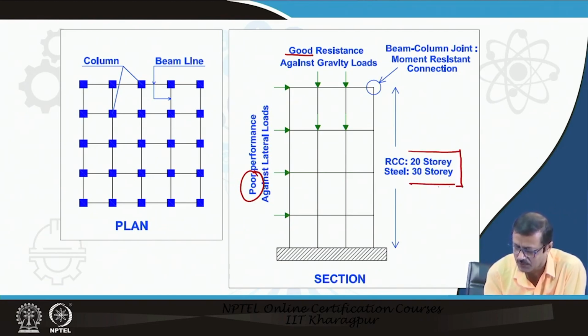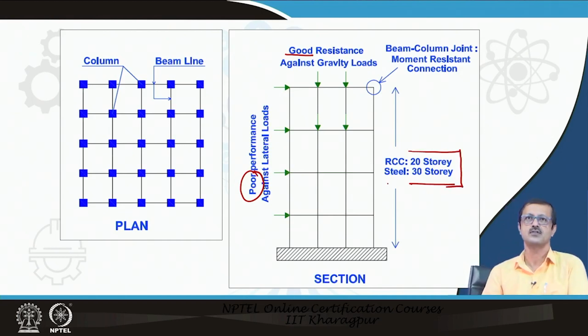I mean, you cannot go more than 20 to 30 storied. You cannot go more than that. It will be uneconomical. It will be a lot of problem, as the column sizes increase, the depth of the beam increases, and your center to center dimension of the column is also going to increase.